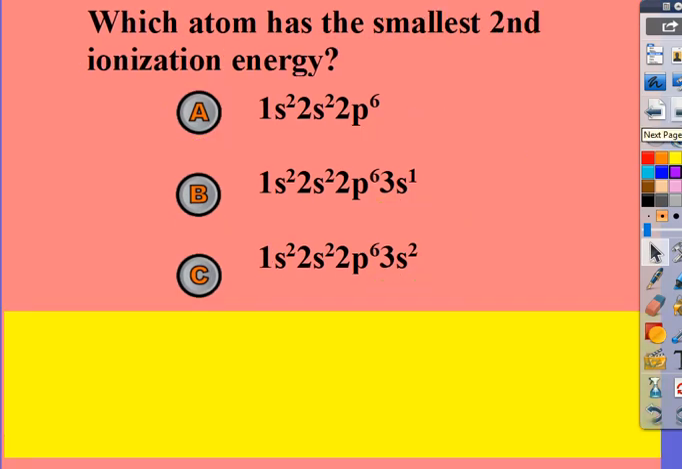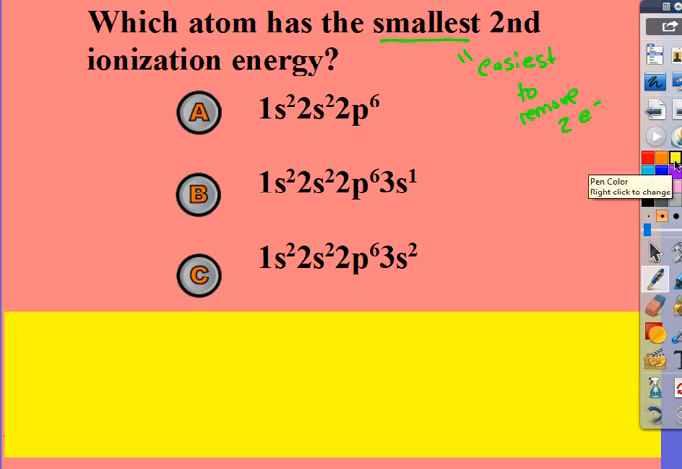This question says which has the smallest second ionization energy. That means the easiest to remove 2 electrons. Well, on A, if I lose 2 electrons, they're both going to come from the 2p. On B, I'm going to lose 1 from the 3s, and then I'm going to lose it from the 2p. While C, I can lose 2 in the 3s.